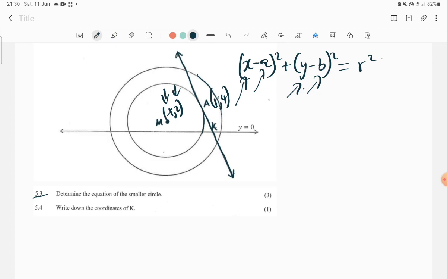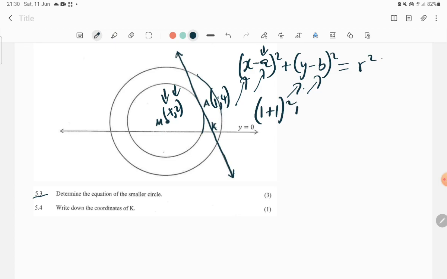Now, what are we having? In the place of x, we can just use the coordinates of A, which is going to be 1 in the place of x. Then the value of a is -1, then we end up having just 1 there.